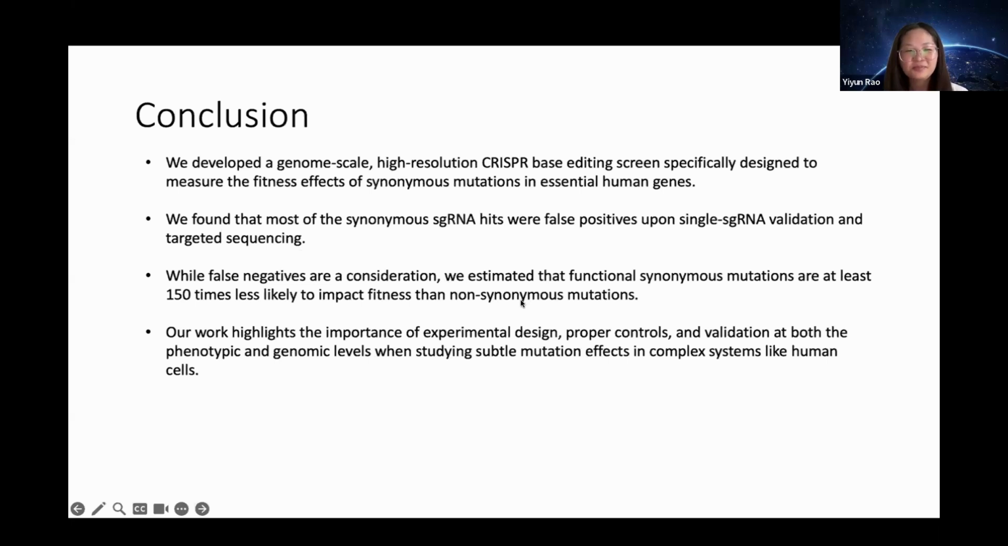And our work, despite all of its kind of negative results, highlights the importance that we should pay more attention to the experimental design and proper controls in this kind of pooled screens that measure subtle variant effects. And that's it.